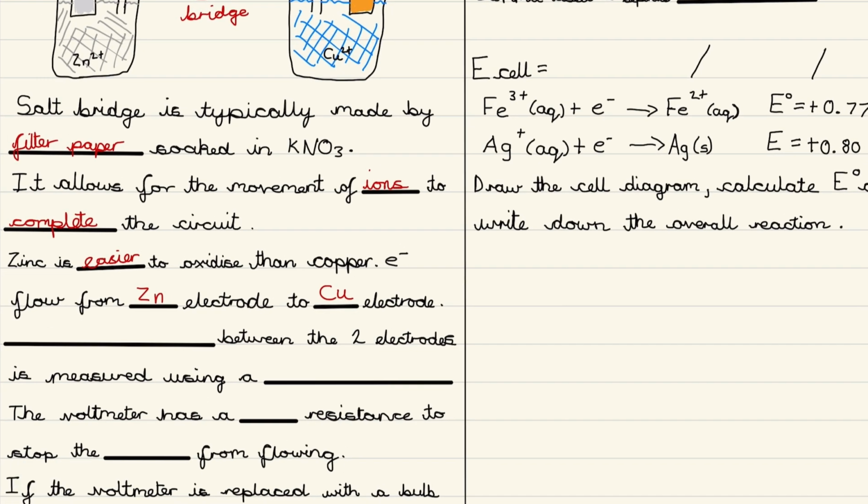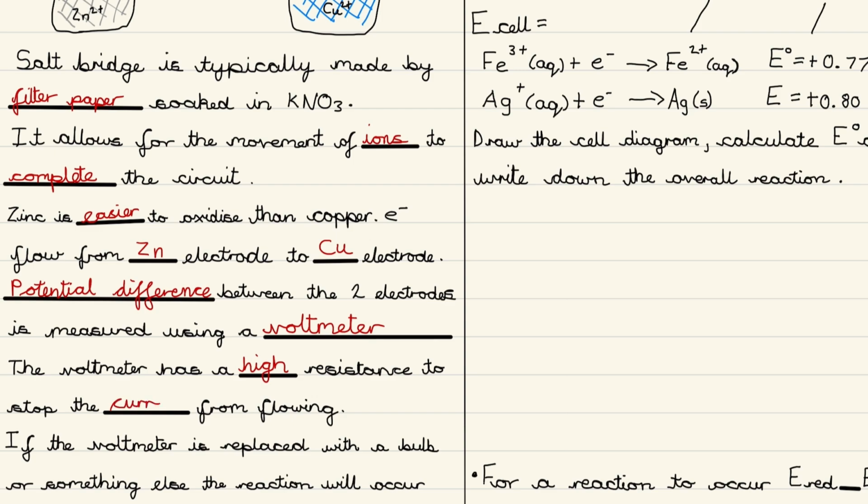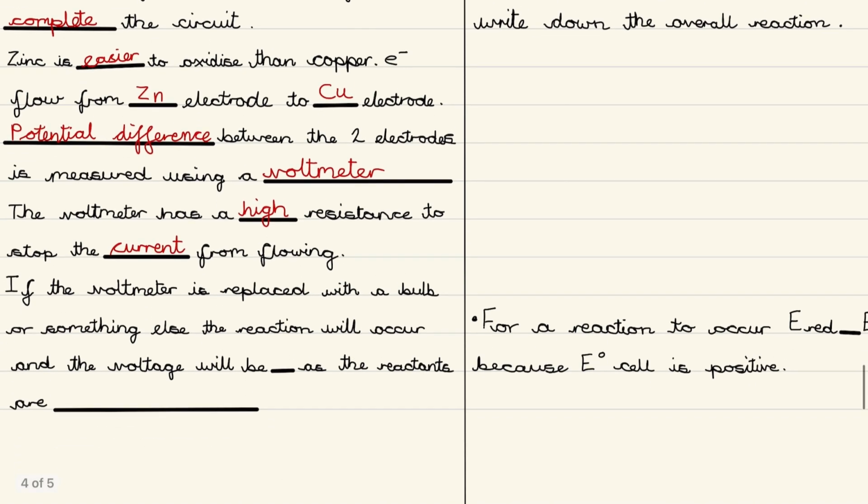The potential difference between the two electrodes is measured using a voltmeter. The voltmeter has a high resistance to stop the current from flowing. If the voltmeter is replaced with a bulb or something else, the reaction will occur and the voltage will be zero, as the reactants are used up.